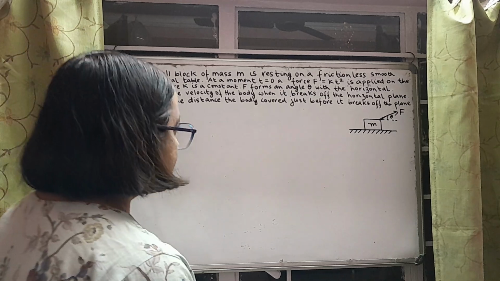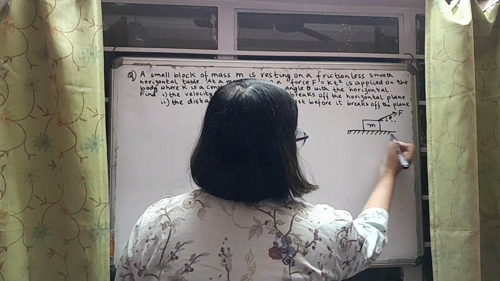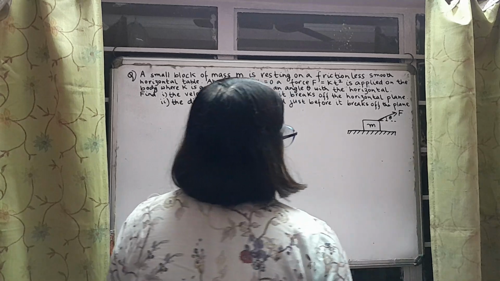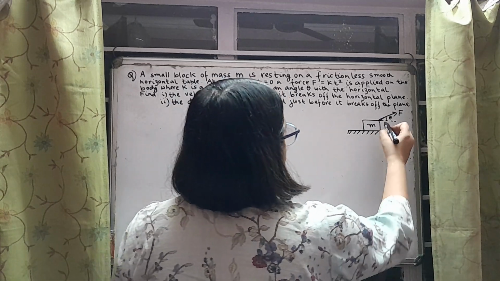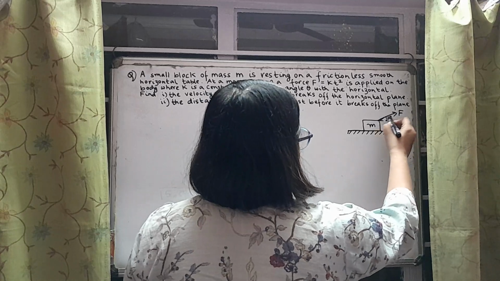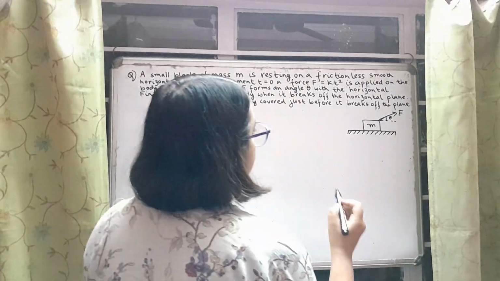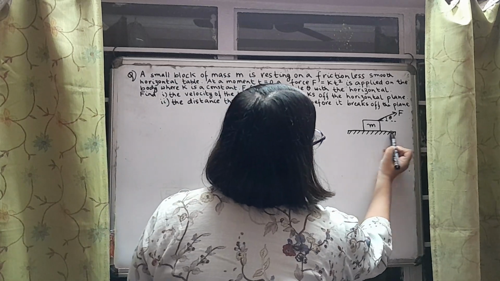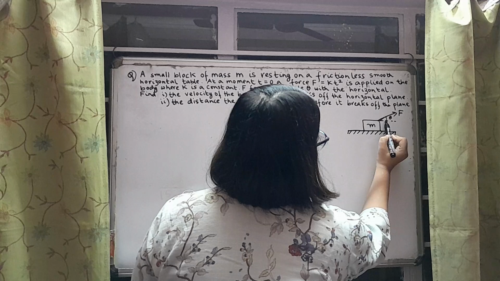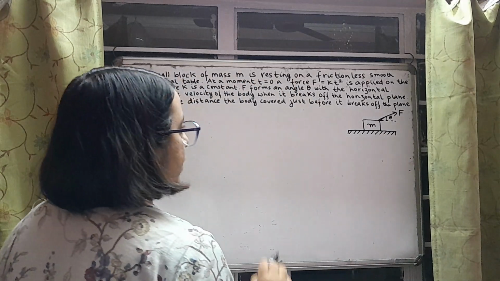So, let us consider the horizontal plane to be this plane and a body of mass m is resting on it. A force is applied, let this be the applied force indicated by the arrow, and the force forms an angle theta with the horizontal. So this is a horizontal direction, the force forms an angle theta with the horizontal.